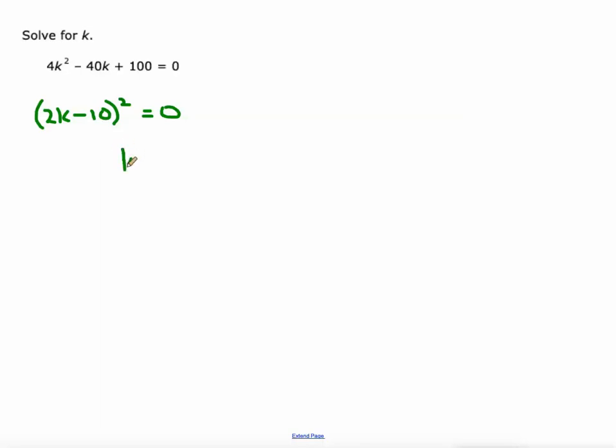Now this equation's just got one solution. Okay, 0 squared is the only thing that equals 0. So what would make this 0 squared? It would be 10 over 2, which is obviously 5. All right, so 2 times 5 is 10. 10 minus 10 is 0, and 0 squared is 0.